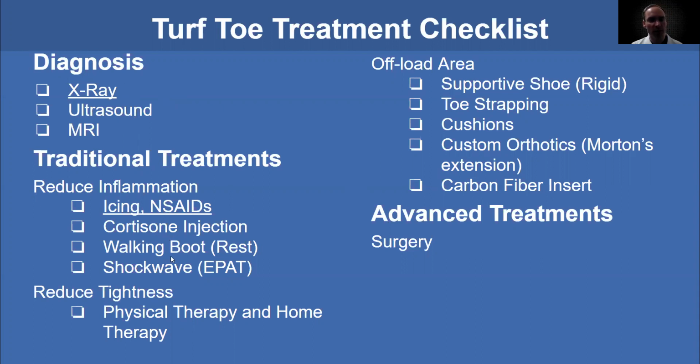A walking boot is very common to reduce the movement. Shockwave works very well too, especially if it's not a fracture, just to help get down some of that swelling and inflammation. Physical therapy, not too much. Supportive shoe, toe strapping, a Morton's extension. Basically, that's an orthotic with an extension underneath the big toe joint so it doesn't bend. And same thing with a carbon fiber insert. That's something that goes under the sock liner in your shoe to prevent movement. And then occasionally surgery is needed for turf toe.